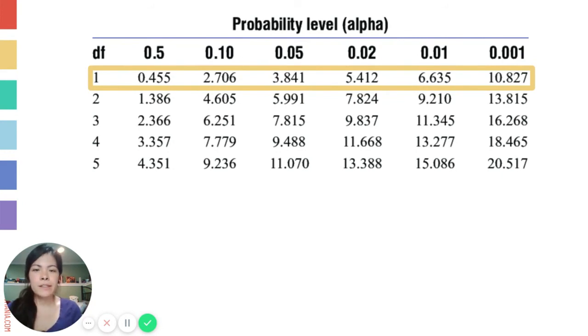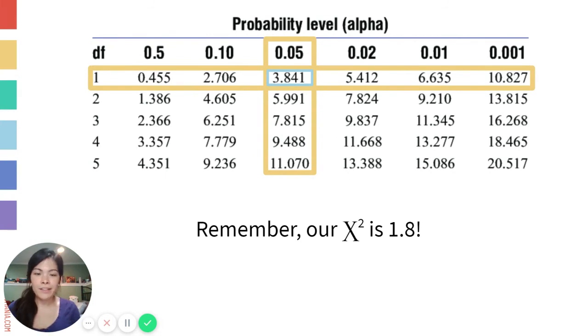Conventionally, scientists tend to use 0.05 as the cutoff for being statistically significant. It's kind of arbitrary. There's nothing special about 0.05. It just tends to be what we usually look at. So let's use that as our cutoff, 0.05. Based on this 0.05 column with 1 degree of freedom, our special magical number is 3.841. So now we have 2 numbers: our chi-squared value of 1.8 and our cutoff number of 3.841.